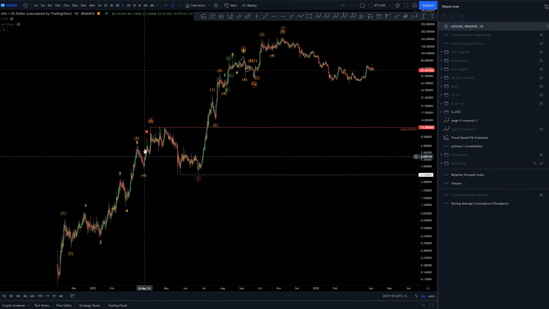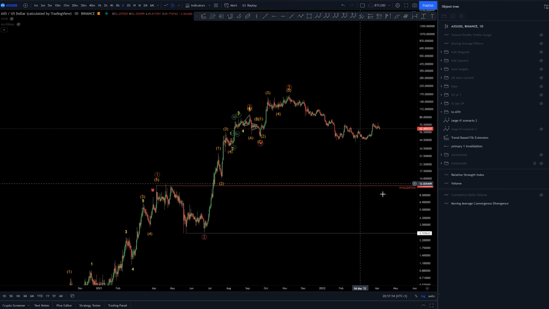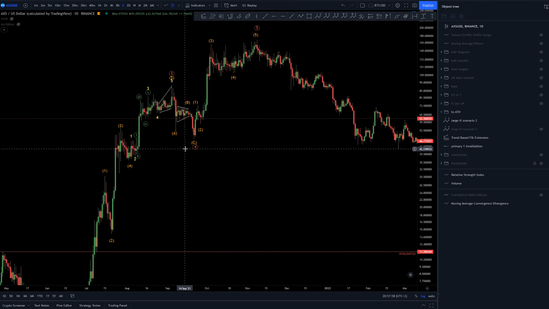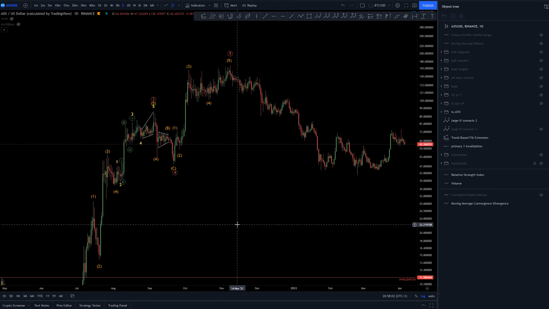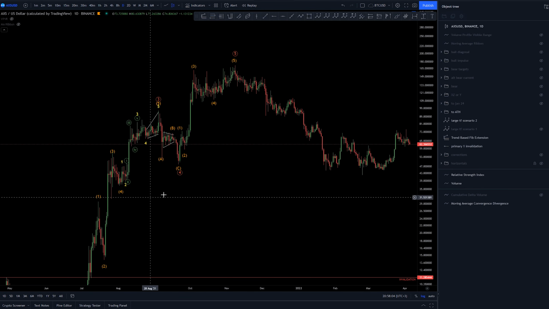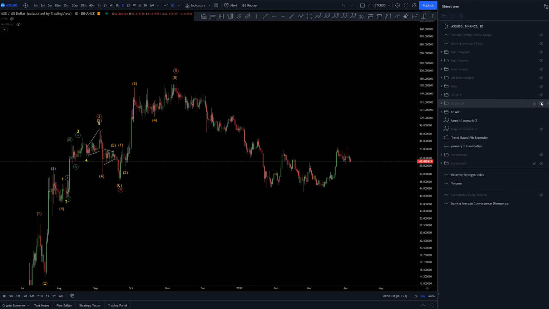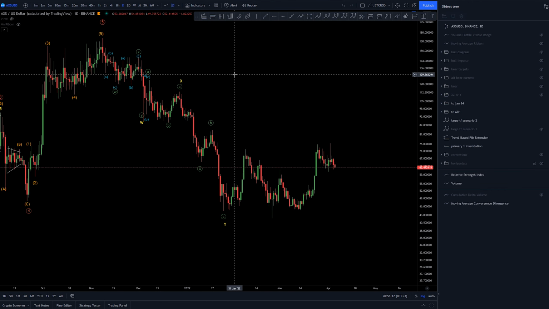So 1, 2, 3, 4, 5 into primary 1, into 2, and into 3, 4 and 5. Not really anything special going on here, so let's just skip that part mostly and get into the current price action. So here we have the current price action.